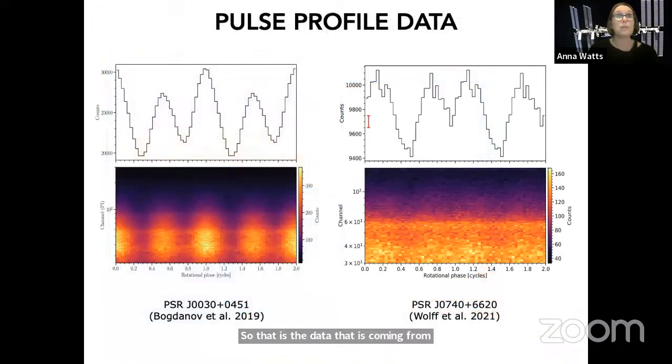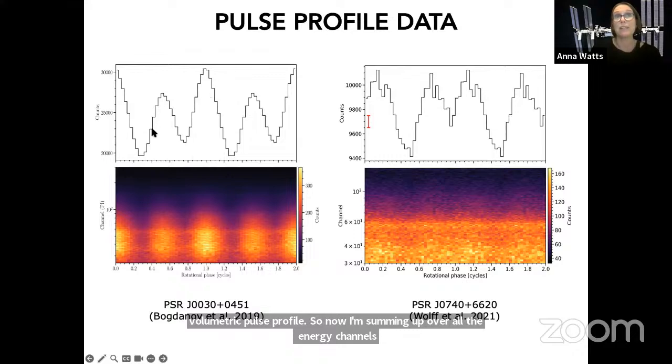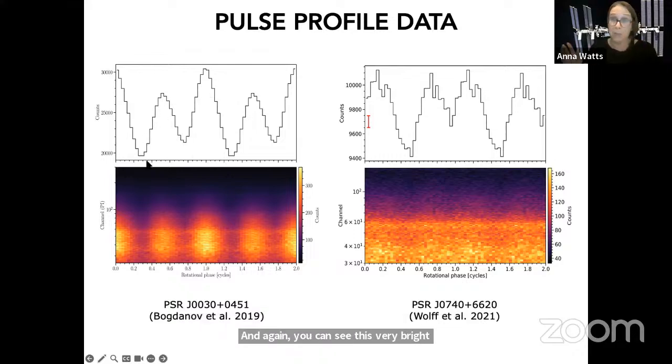Here are 2 examples. This is the one that you've just seen. What you're seeing in the top here is what we call the bolometric pulse profile. So now I'm summing up over all the energy channels. And again, you can see this very bright peak here and a slightly dimmer peak basically here. And this is one of our brightest sources.